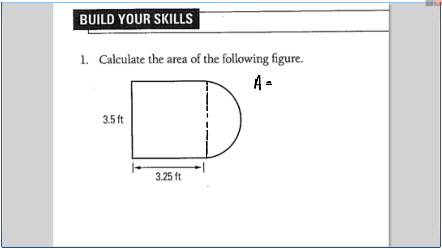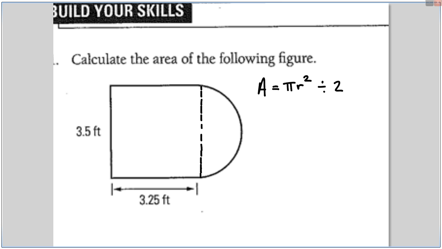Times what by 2? I think we would divide by 2. Is that what you're thinking? Right there. So why did I divide by 2, guys? Because it's a half circle. Good. Half circle. So take your normal formula and then divide by 2.